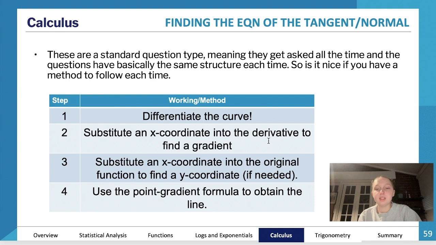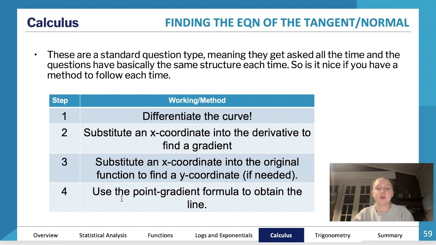Okay, once you've found the gradient, the next thing you want to do is substitute that x coordinate that they've given you in the question back into your original function, not your differential, but your original function, to find the y coordinate. That's only if they haven't given you the y coordinate. Sometimes they'll be nice and you'll get given actual coordinates, x and y. But if they haven't been so nice, you want to put the x coordinate they've given you back into the original function to find a y coordinate.